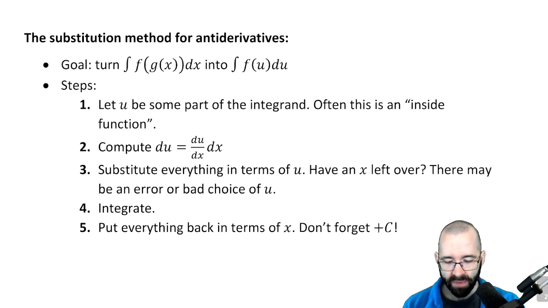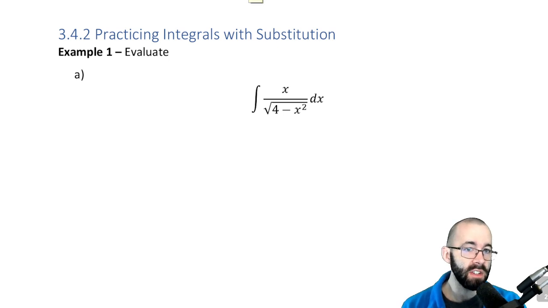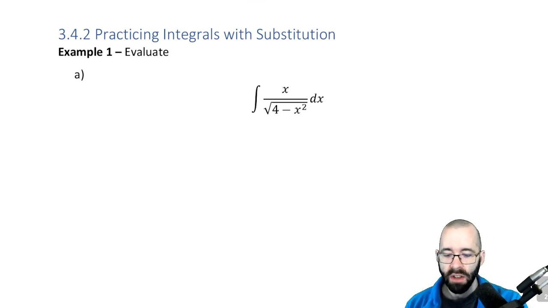What is step 1? Let u be some part of the integrand. Remember, integrand is what is inside of the integral. It's the function. So let u be some part of the integrand. Oftentimes, this is an inside function. So for our choice of u here, if we were doing a derivative, what would we think of as our inside function here? Maybe this.